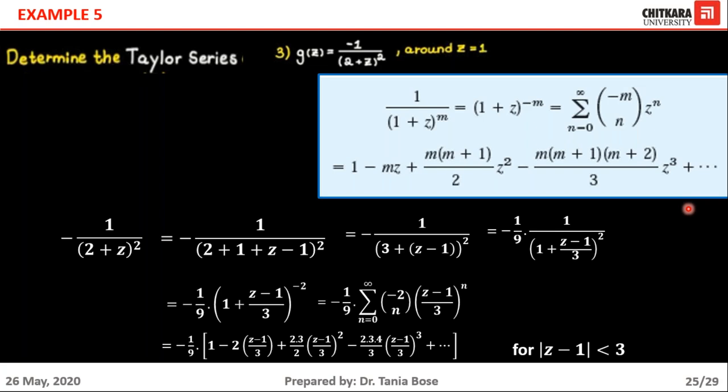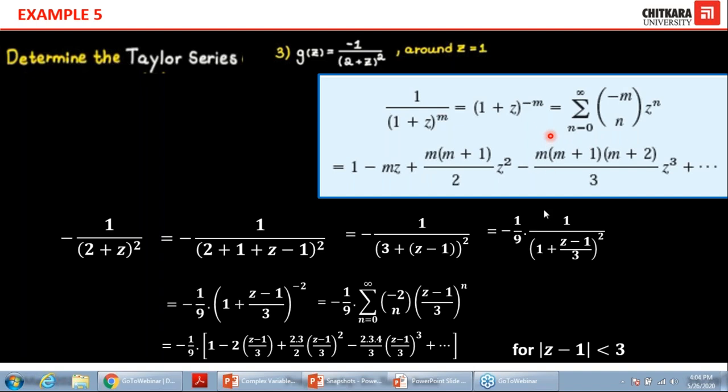So we have seen three questions, two questions where the denominator power was only 1. So with the help of the simple binomial series formula, we could expand it. And when the power exceeds 1, then we have to use this form, right? Okay. Any doubts so far in this question?